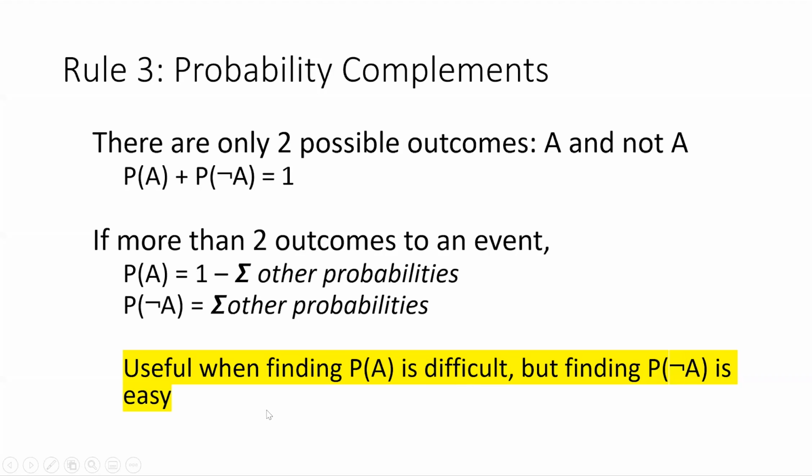And this is really useful sometimes when the probability of finding A is difficult, but it's actually really easy to find the probability of not A. This is a very conceptual thing to say, but we'll see in some problems and examples that we'll work through, and things on your homework assignment, that this is a super useful trick to use sometimes, and it can save you from doing a lot of unnecessary math.